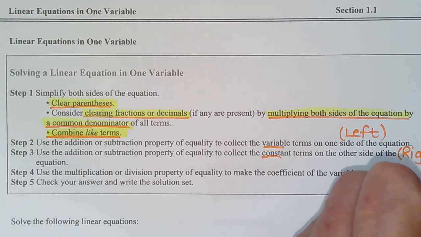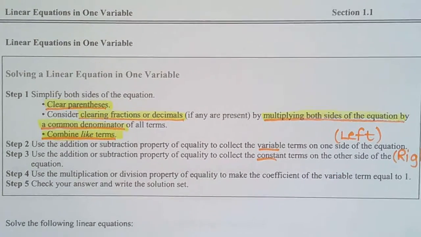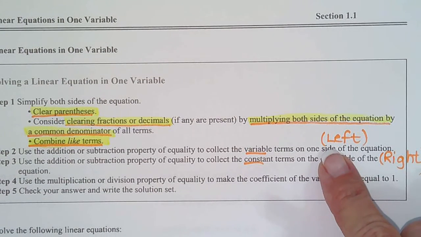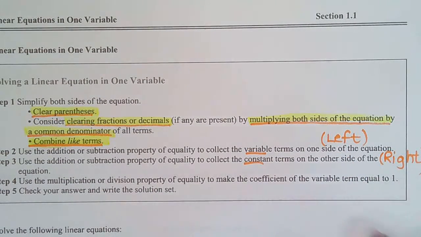Constants are numbers without variables. A variable is a letter. So all letters go to the left. So just think of LL, letters left. Constants, things without letters, go right.